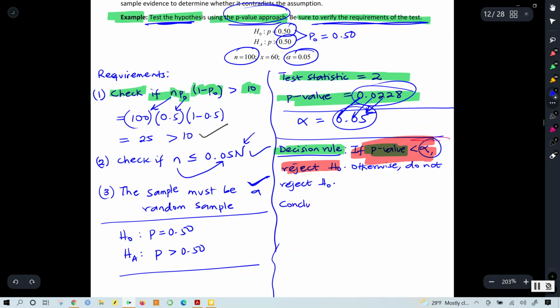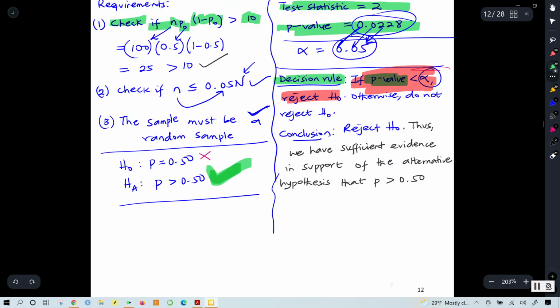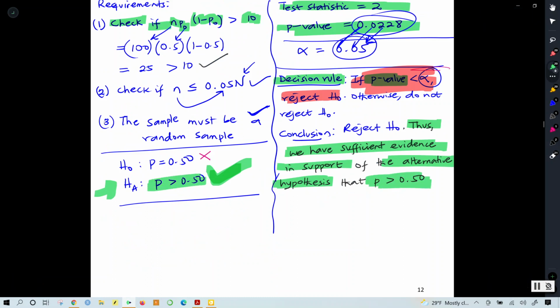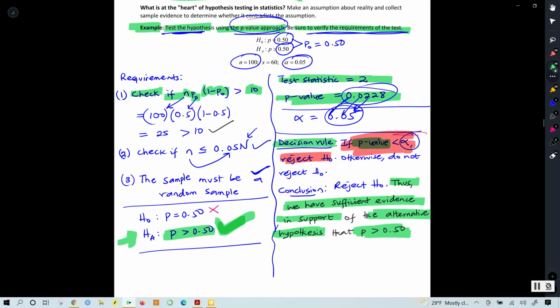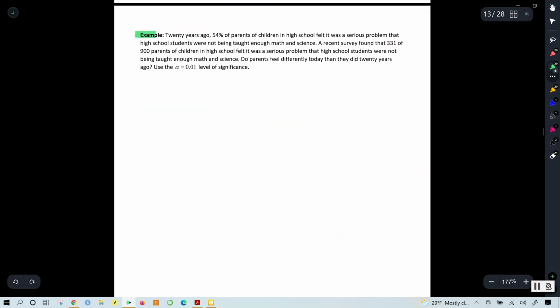So I'm ready to draw my conclusions now. And here I am going to reject the null hypothesis. If I'm rejecting the null hypothesis, it means I have sufficient evidence in support of my alternative hypothesis. So we can say, thus, we have sufficient evidence in support of the hypothesis we wanted to test, namely the alternative hypothesis, which claims that the proportion exceeds 0.50. With that said, we have completed that question. So we go on to yet the next example.